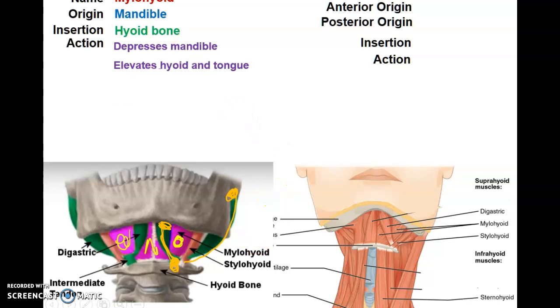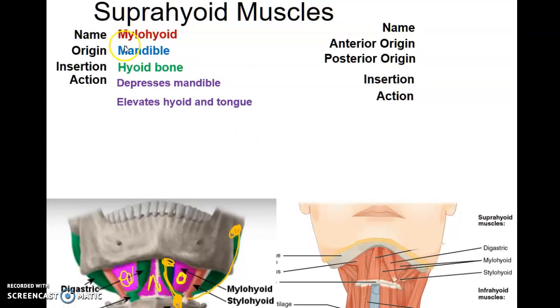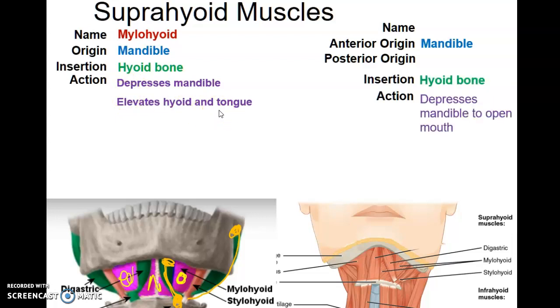So, here we have the mylohyoid. Its insertion is the hyoid bone, the origin is the mandible, and it depresses the mandible and elevates the hyoid. The digastric, its anterior origin is the mandible, posterior origin is the mastoid process. Its insertion is the hyoid bone, and it opens your mouth to depress the mandible. So this is one of the weird ones that's actually acting on its origin.